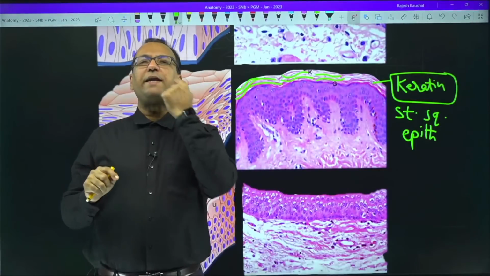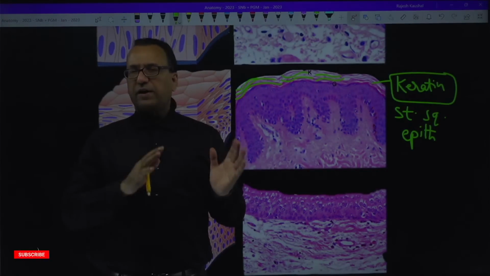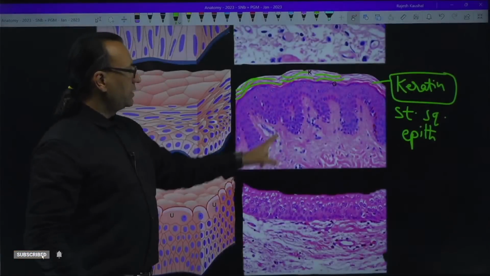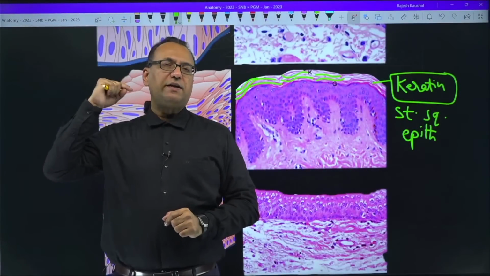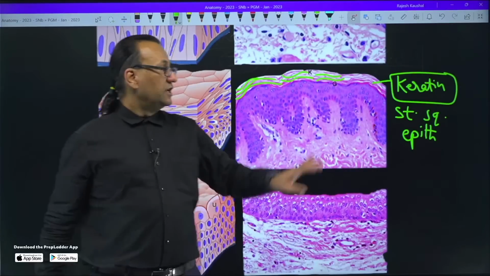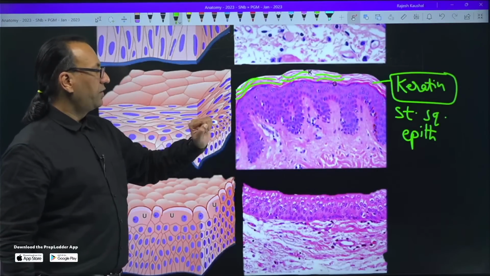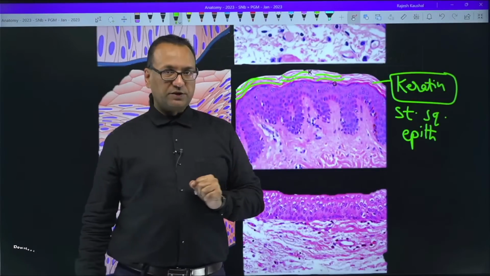So what is the lining epithelium of the anterior tongue and the hard palate? That is stratified squamous epithelium with keratin. And what about the soft palate or posterior tongue? Then it is non-keratinized stratified squamous epithelium. So just be careful about these examples, and you can also see keratin on the surface.